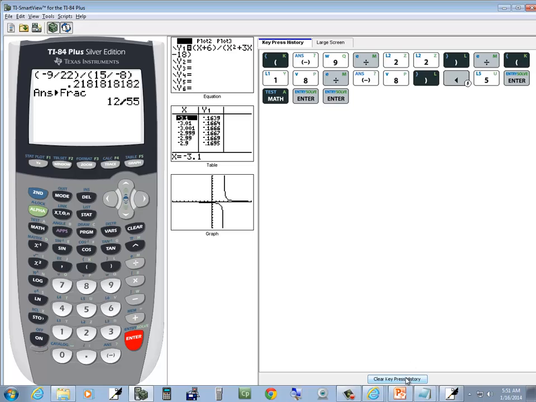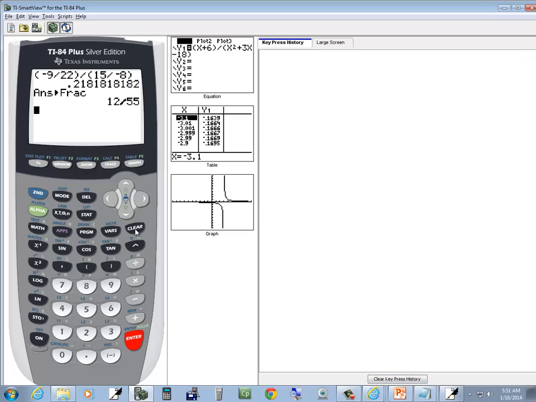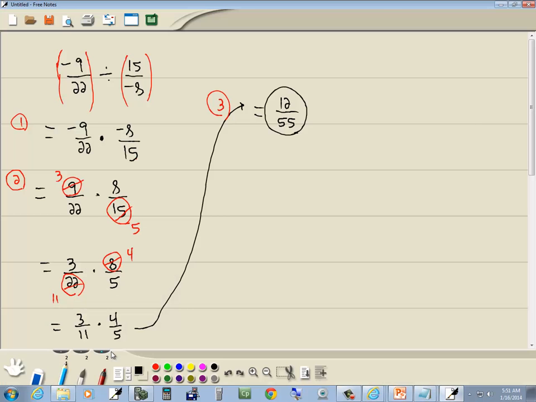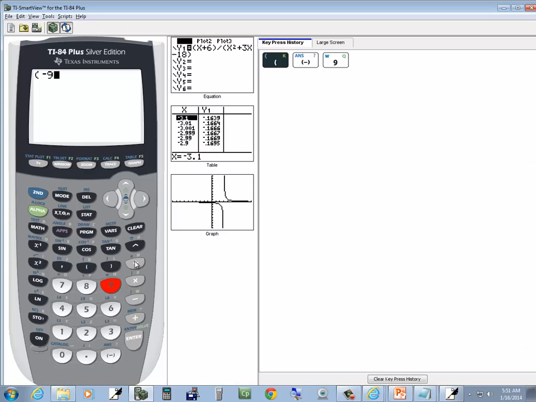Now let me do it again without screwing that up so you have the right buttons. Okay, beginning parentheses, negative 9 over 22. Okay, it's just too early in the morning. Let me try one more time.